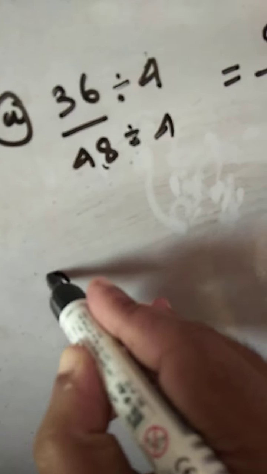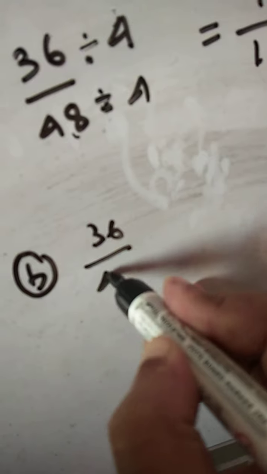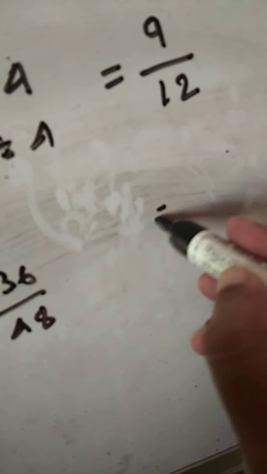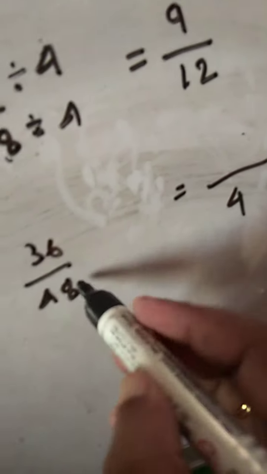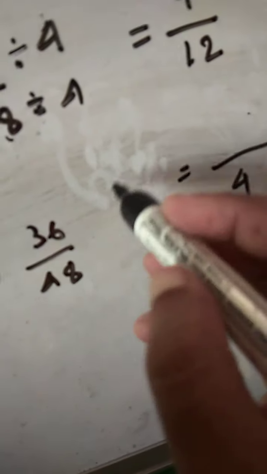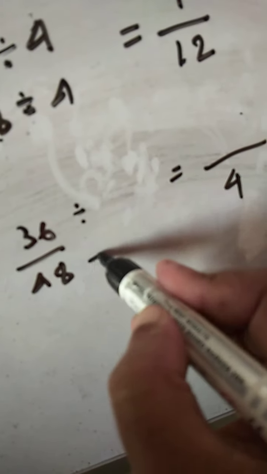Now, sum number B. Again, you have to write the equivalent fraction of 36 by 48. So we'll again write 36 by 48. Now, what do we have to make? We have to make the denominator 4. The denominator is 48. Now, you have to make it 4. Okay. So, again, we have to divide. You see, bigger number to smaller number. So, again, we have to divide.